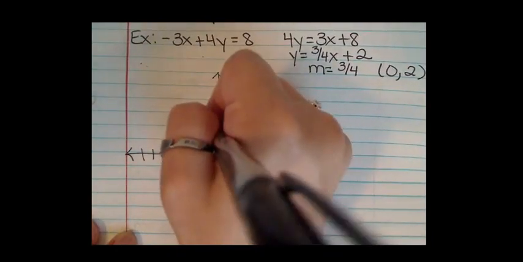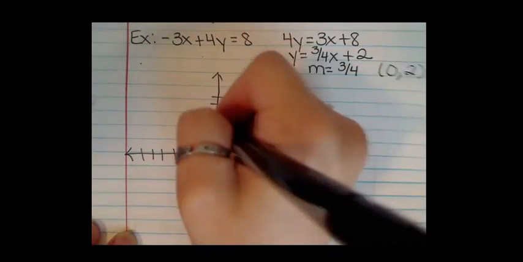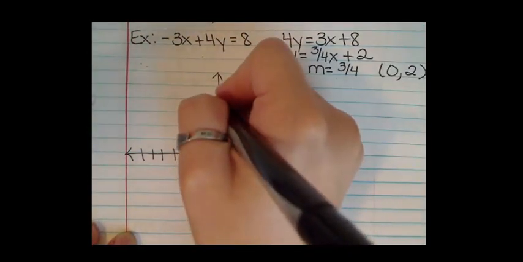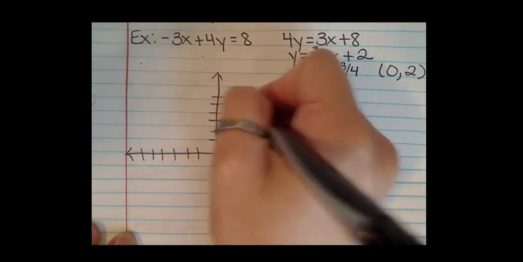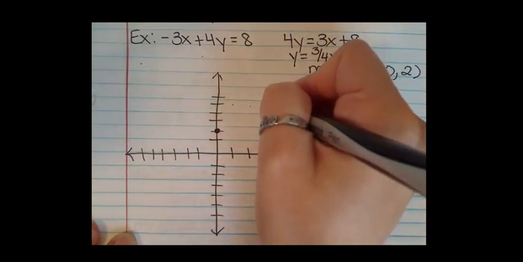And then I use my slope to plot another point. So remember, slope is rise over run. So I've got to go up 3. 1, 2, 3. And then to the right 4. 1, 2, 3, 4. Right there. And then I connect my points.